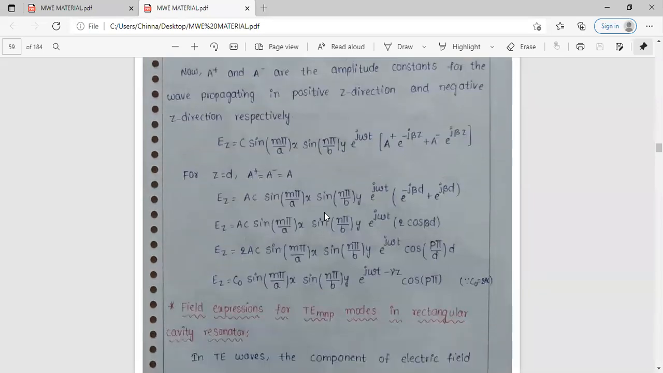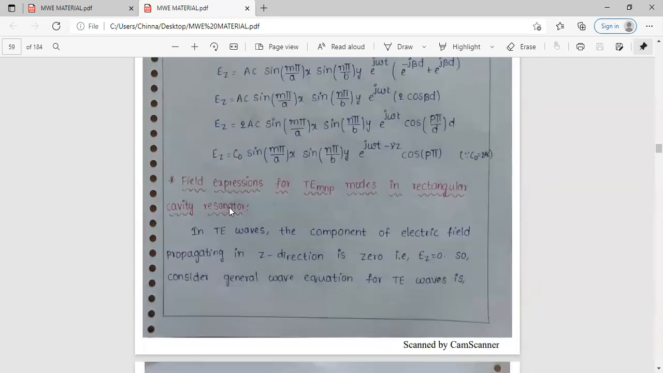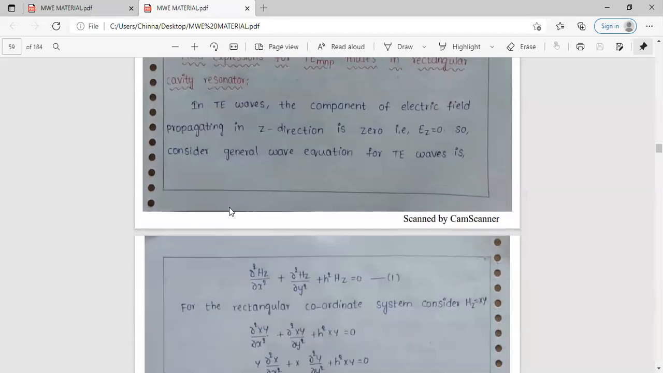So finally we can obtain Ez is equal to A cos ay sin m pi x by a into sin n pi y by b into e power j omega t into e power minus j beta z plus e power j beta z. So this is the representation of Ez in terms of the field expression for the TM mode in rectangular waveguide. Now, the field expression for the TE mode in rectangular cavity resonator. If we consider the TE mode in a rectangular cavity resonator, we can obtain it like that.